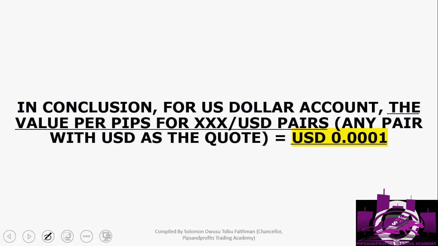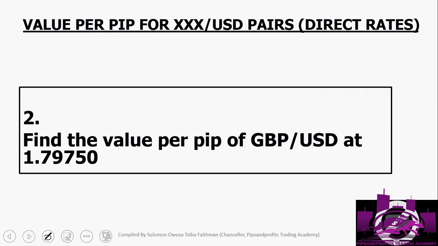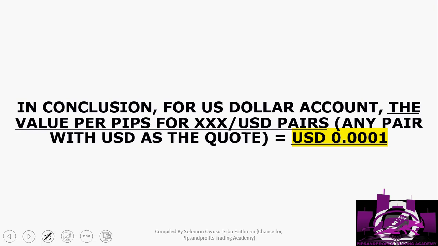Okay, so let's conclude over here. We don't have more examples. When we did the calculation for Euro USD, we had 0.001. When we did the calculation for GBP USD, we also had 0.001. In conclusion, for a US dollar account, the value per pip for any currency paired with the USD, the answer for your value per pip is always 0.001.